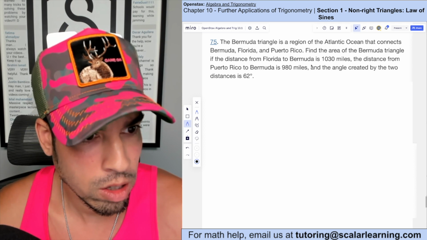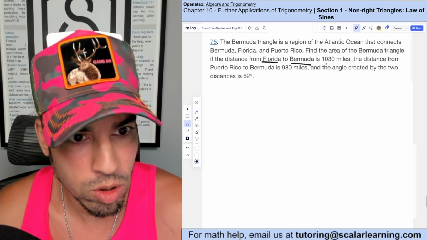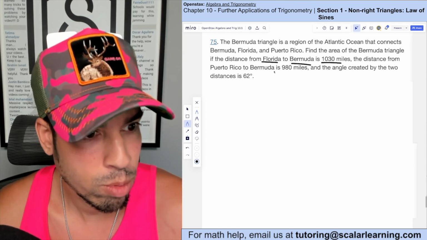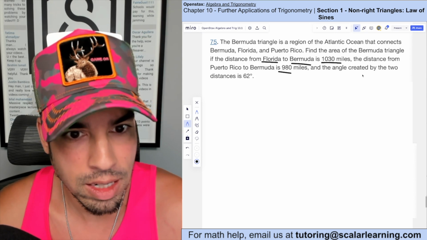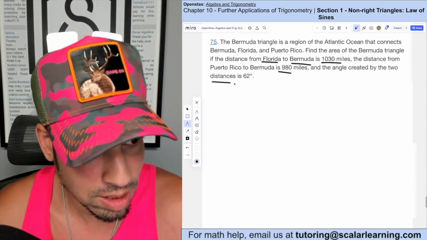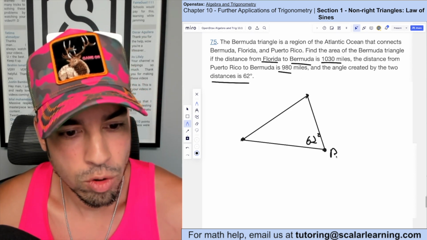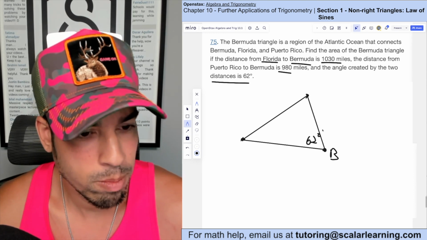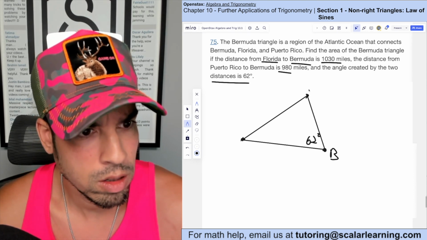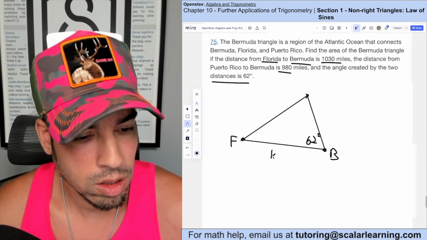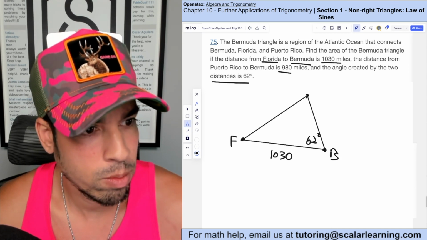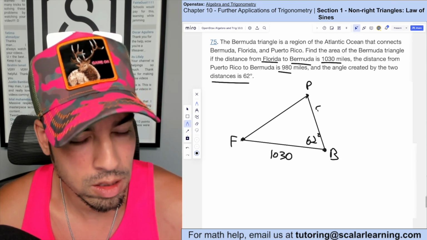The Bermuda Triangle is a region of the Atlantic Ocean that connects Bermuda, Florida, and Puerto Rico. Find the area of the triangle if the distance from Florida to Bermuda is 1,030, and from Puerto Rico to Bermuda is 980, and the angle created by the two distances is 62. So we got a 62-degree angle here, and then the distance from Bermuda to Florida is 1,030 miles, and then the distance from Bermuda to Puerto Rico is 980.